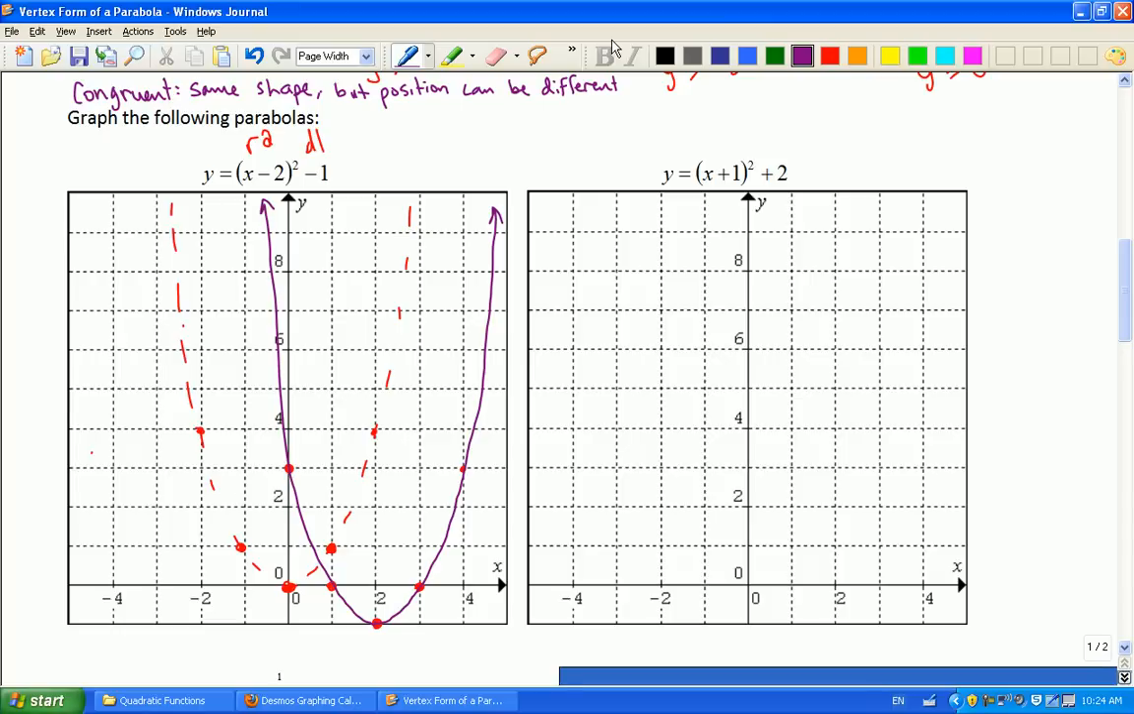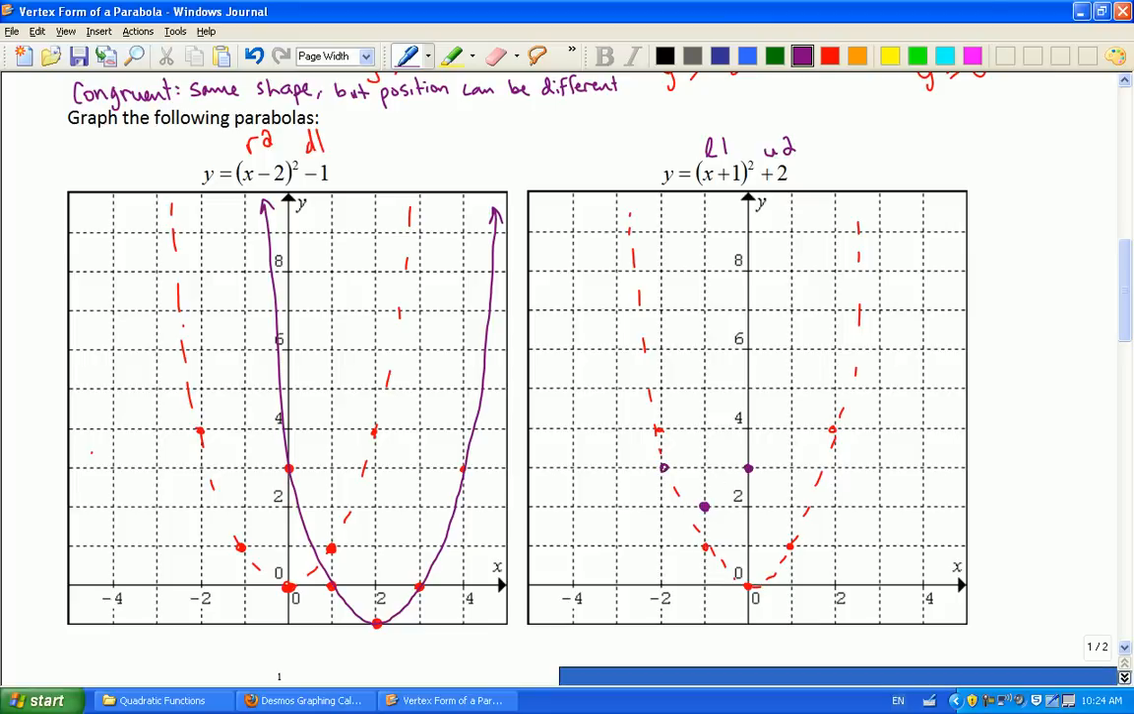Okay, so now we'll take a look at the next graph. And this graph here has been moved left by 1 and up by 2. So I'll start with the original graph, which looks like this. And again, I'll just put it on a dashed line just as so we have a reference. And I'll put a dashed line here. So if I'm going to move it left by 1 and up by 2, that's the first spot. Left by 1 and up by 2.